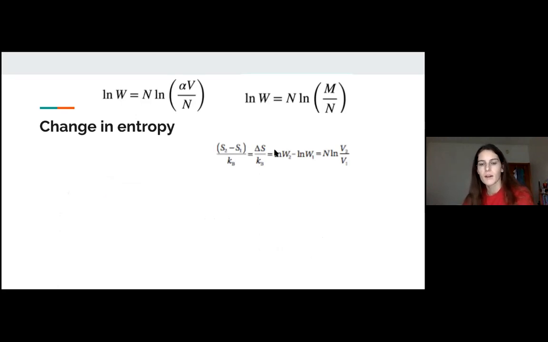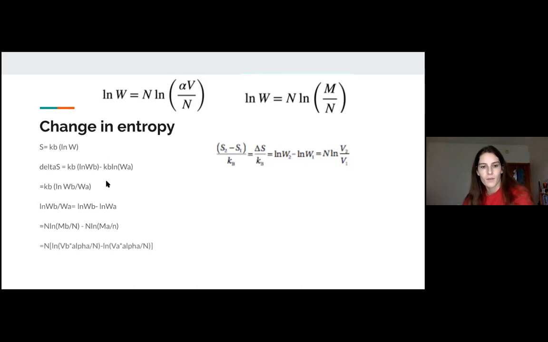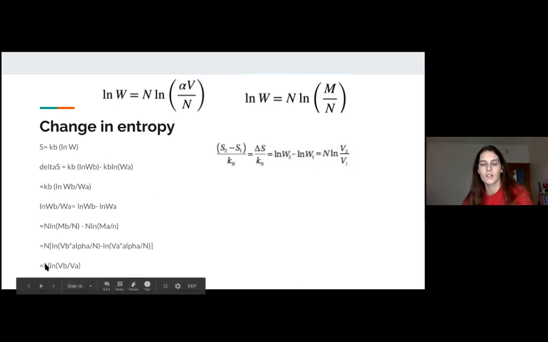So now we're going to talk about change in entropy and how it's actually useful. So S equals kB ln W, which is just the equation from earlier that we're given. And so delta S will equal kB times ln of WB minus kB ln of WA. So that's just figuring out the change in entropy by subtracting the entropy of one state from another. And then as you do some math, you can pretty easily substitute the volume approximation in order to find this in terms of volume.